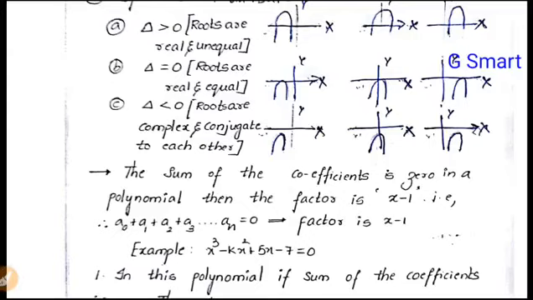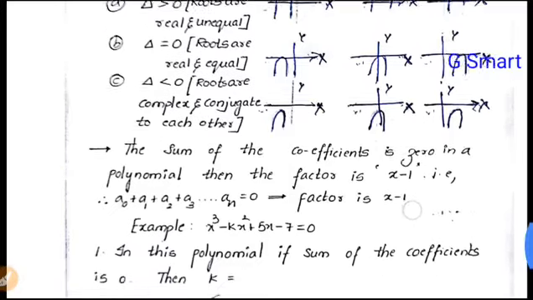See here one example I am giving. x cube minus kx square plus 5x minus 7 is equal to 0. In this polynomial, if the sum of the coefficients is 0, then find the k value. So what is our factor? x minus 1. x minus 1 is equal to 0 means x is equal to 1.